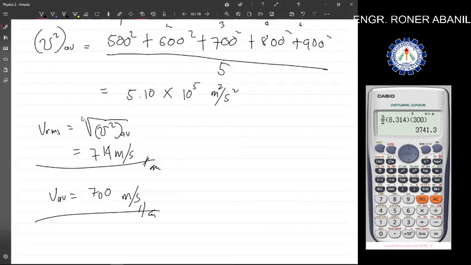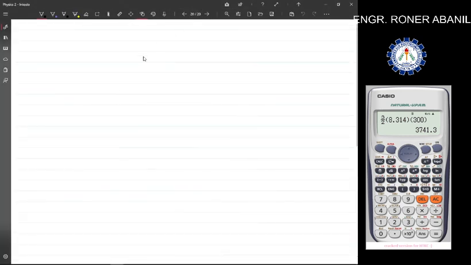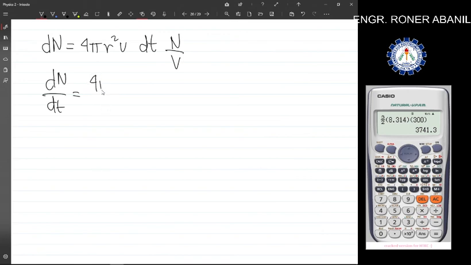So dito direktahin ko na, no? So dito pwede tayo makapaglabas ng derivative of n. dn is equal to 4 pi r squared v dt, n over v. Tapos that's the number of collisions per unit time, no? Ilalabas natin yung dn over dt dito sa formulang to. So, pag nilabas natin yung dn over dt is equal to 4 pi r squared v n over v. Ah, teka. Ayan.